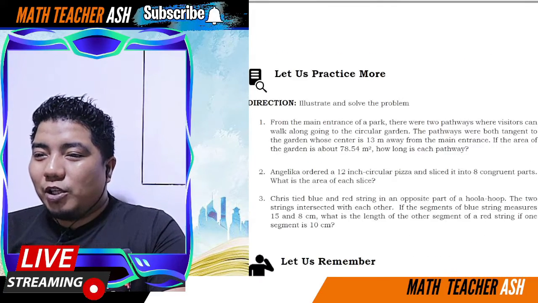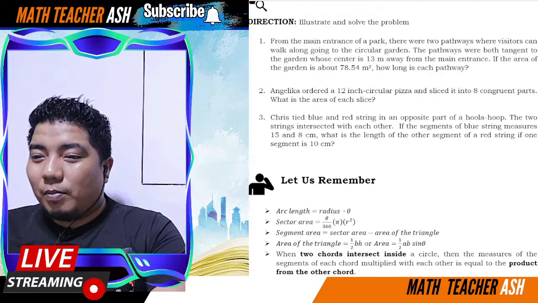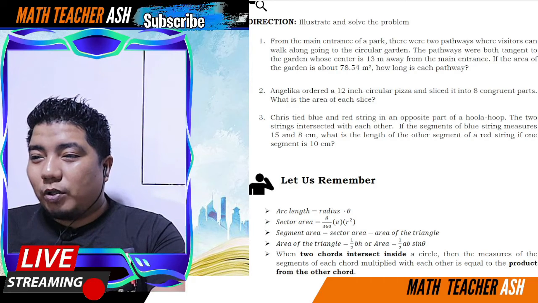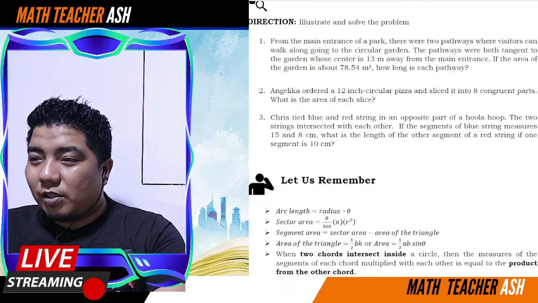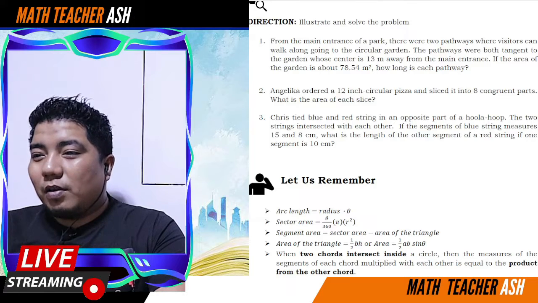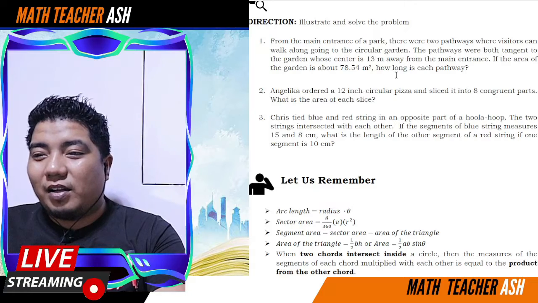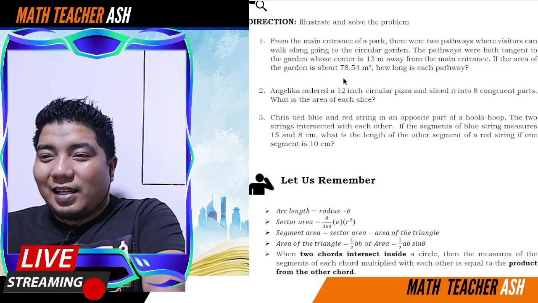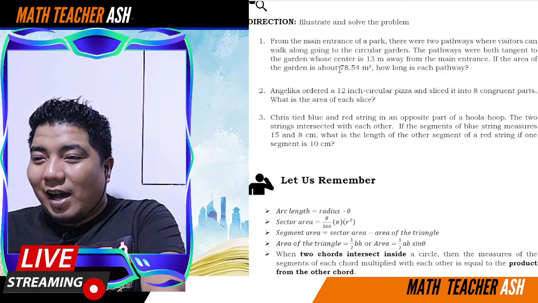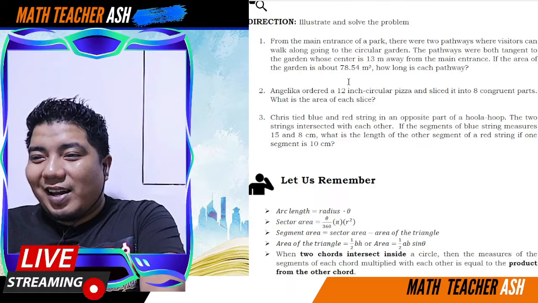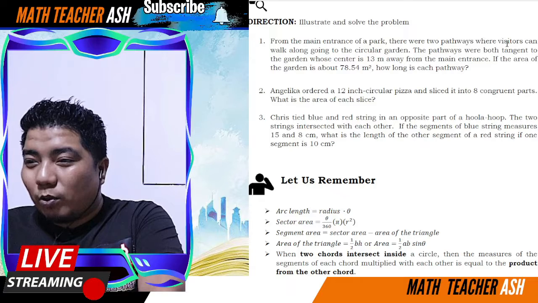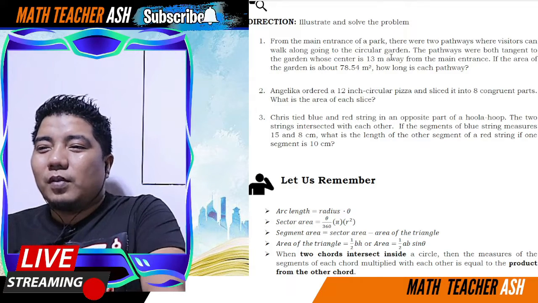Okay, let us continue. Now we have here solve problems. So it is just the same as from the main entrance of a park. There were 2 pathways where visitors can walk along the circle of the pathways. Tangent, whose center is 13 meters away from the main entrance. The area of the garden. Okay. So I'm sure kayang-kaya na to, my dear math learners. Napakadali lang nito. So sinabi na agad dito ang garden, okay? Ang area ng garden. So, the main entrance of a park, there were 2 pathways where visitors can walk along in the circular garden.